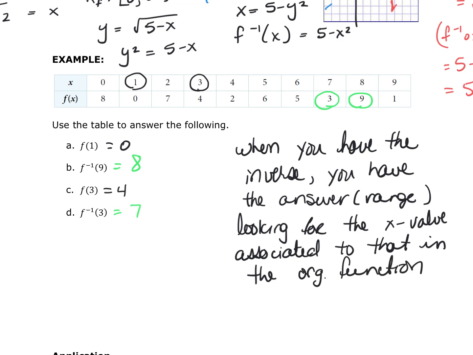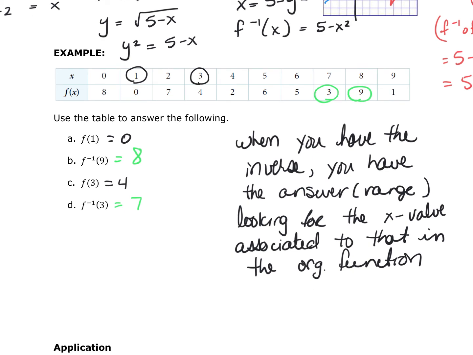This is going to be important, especially in pre-calc 2, when I'm asking you what angle produced this answer. I'm going to give you an answer. I'm going to ask you what angle produced this answer. When you have the inverse and you're evaluating the inverse at a number, you're trying to find out what input is associated to that output. You have the output, you're finding the inverse, you're finding the input.